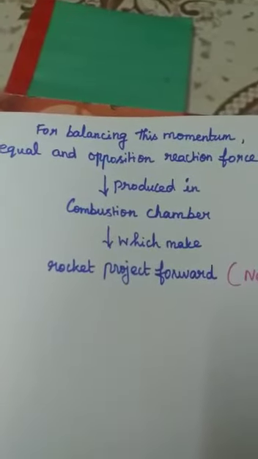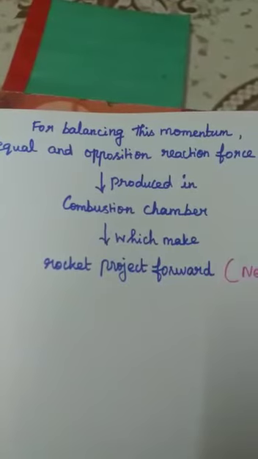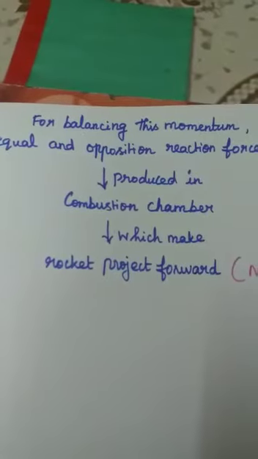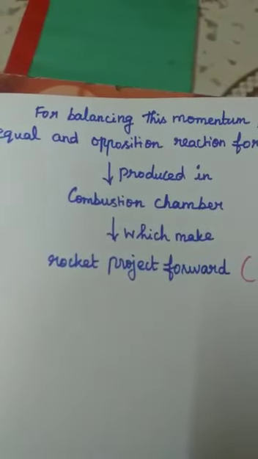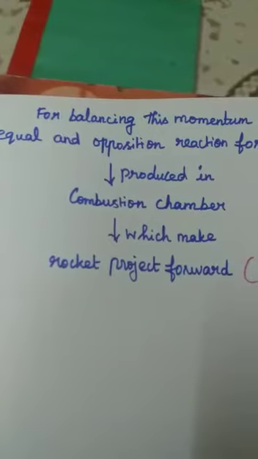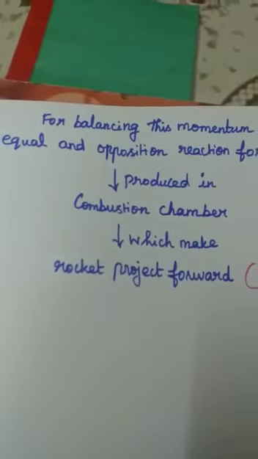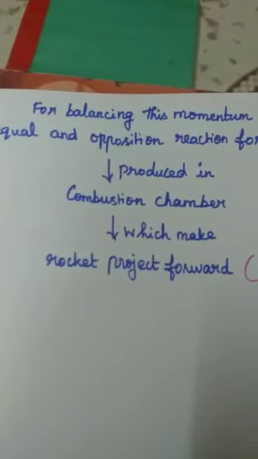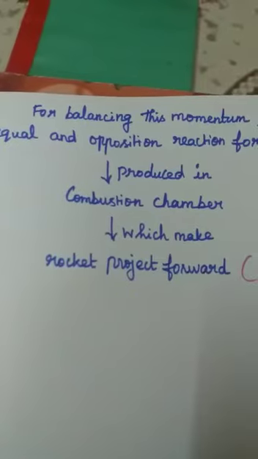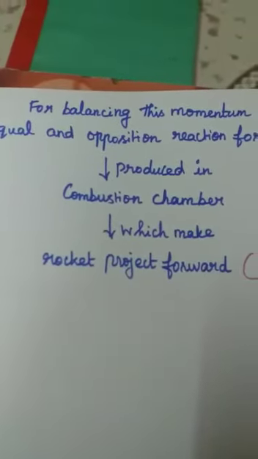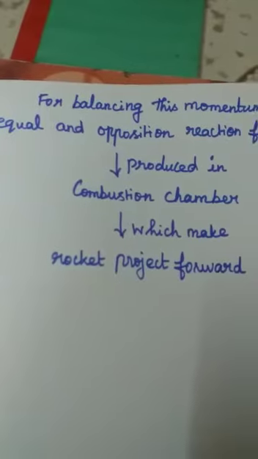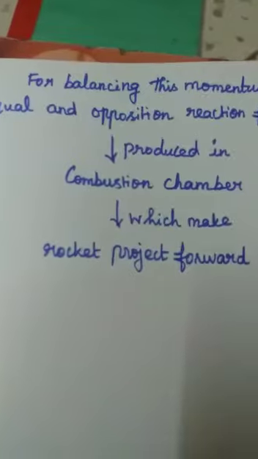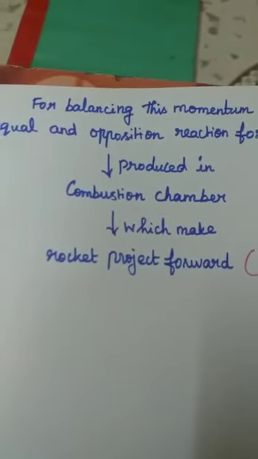While in motion, the mass of the rocket gradually decreases until the fuel is completely burned out. As the mass of the rocket decreases, the velocity of the rocket increases. At one stage, the rocket reaches a velocity sufficient to escape from the gravitational pull of the earth. That velocity is known as escape velocity.